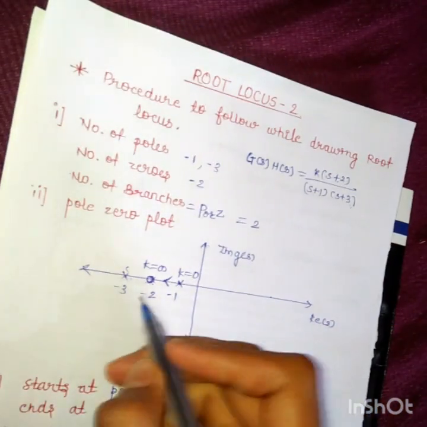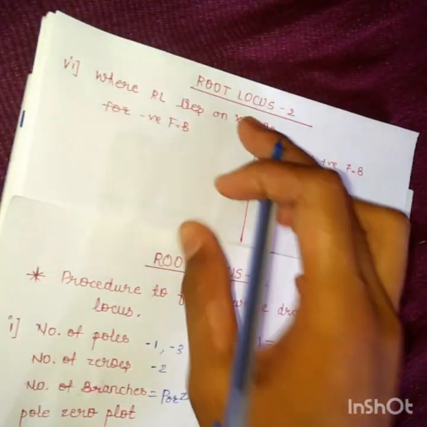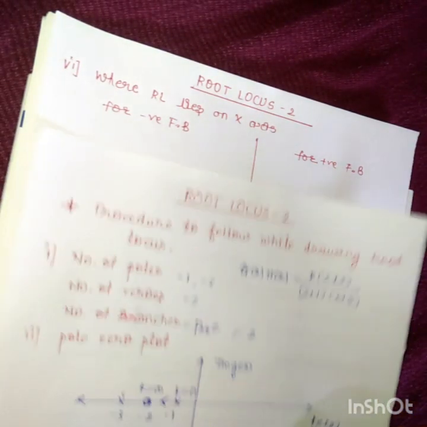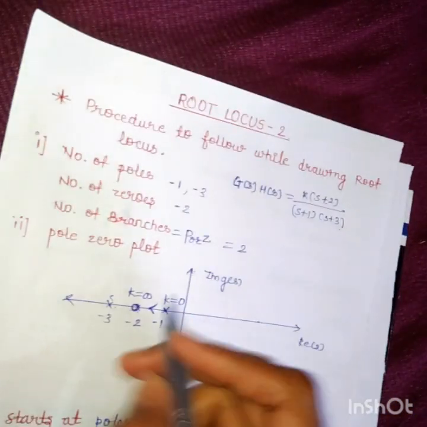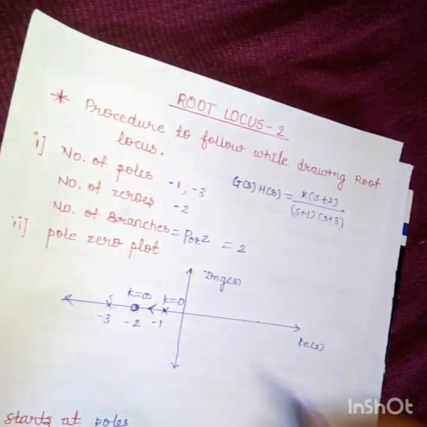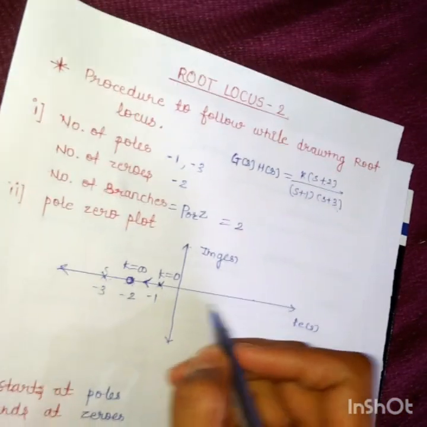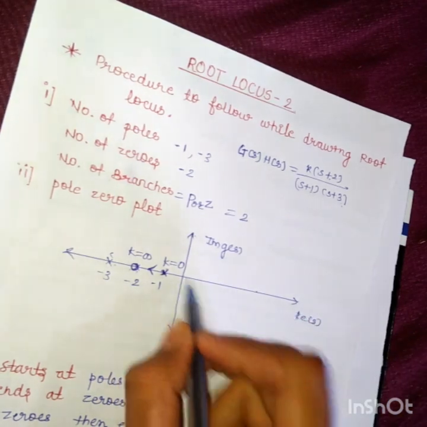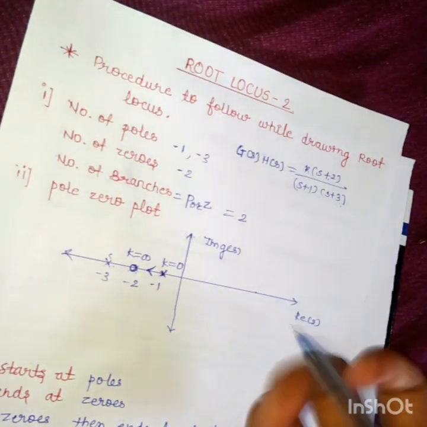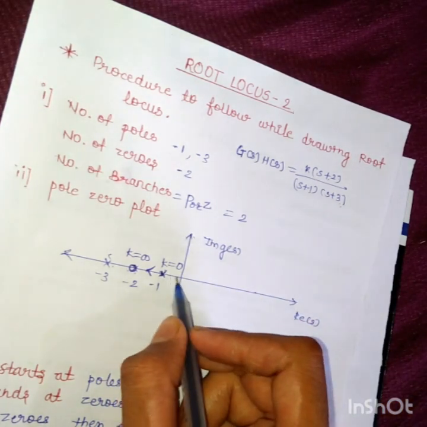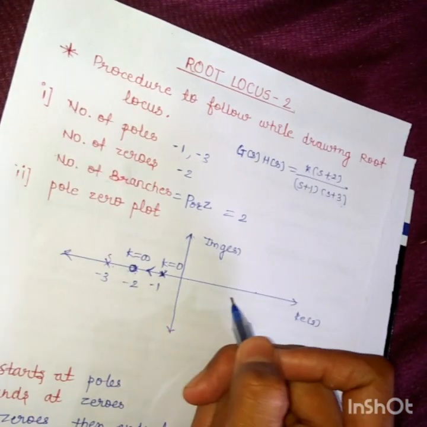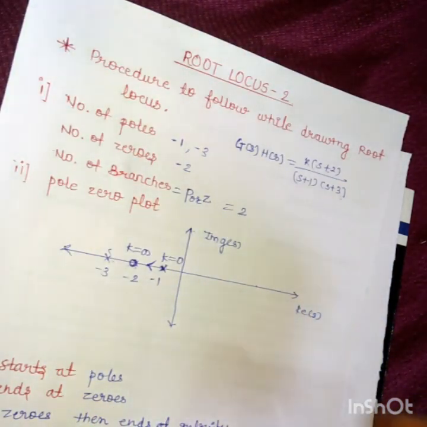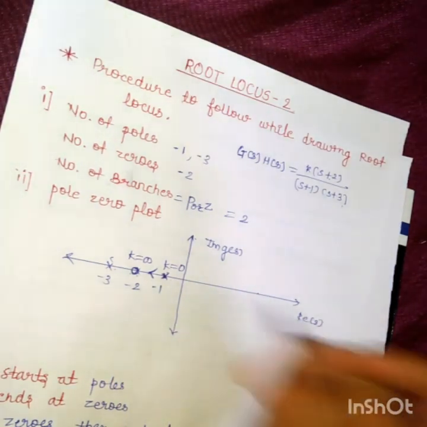Now let's check at what region of the x-axis the root locus lies. For this pole, is there any pole or zero on the right side? No. Therefore the number of poles plus zeros is 0, which is an even number, and hence there will be no root locus on the right side of this pole.